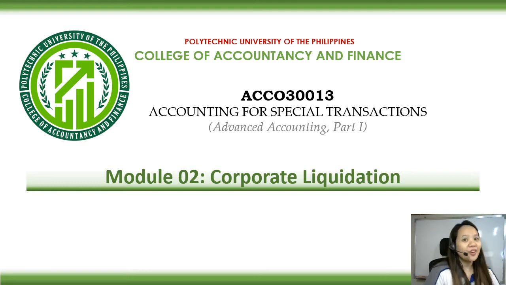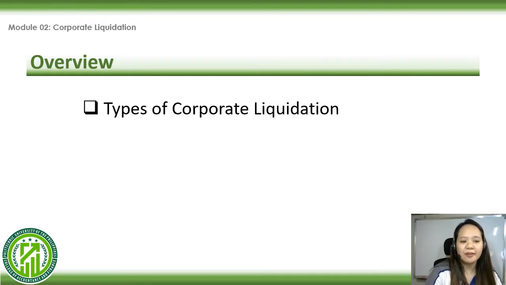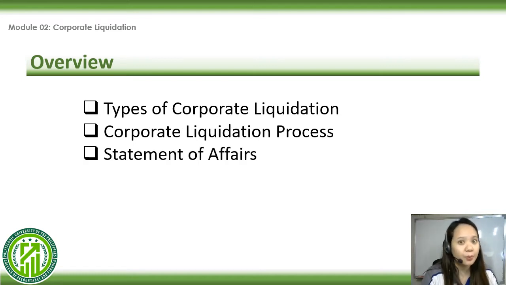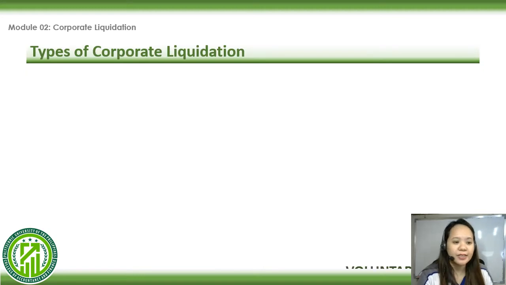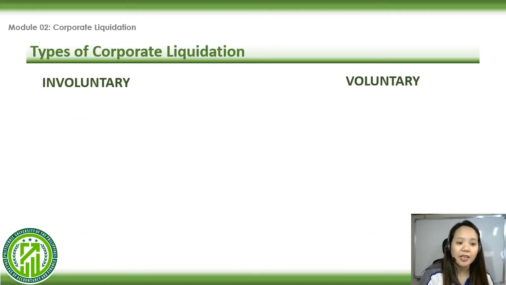Hello, so now we're on our second topic, which is corporate liquidation. Again, for the overview, we'll discuss the types of corporate liquidation, the corporate liquidation process, and of course, how to compute for the statement of affairs. For the types of corporate liquidation, it can be either voluntary or involuntary.